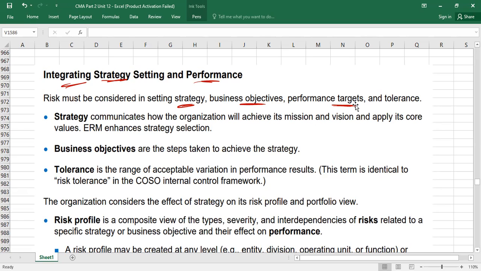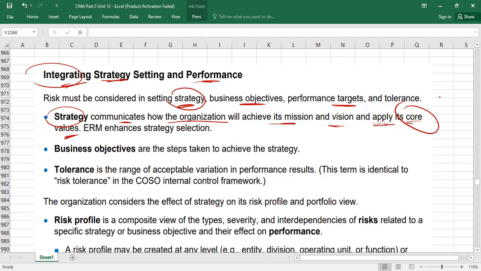Okay, now here, first it is explained what is meant by strategy, and then I'll tell you how integration is done. So strategy, I'm explaining what. Strategy communicates how the organization will achieve its mission and vision. Simply, it is a plan, right? It is a plan of how you will accomplish your mission and vision. Okay, and apply its core values.